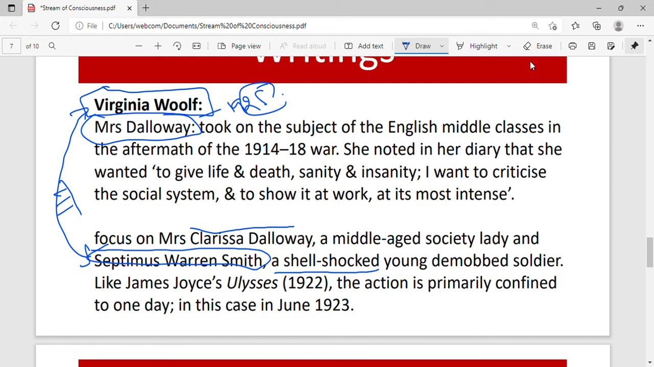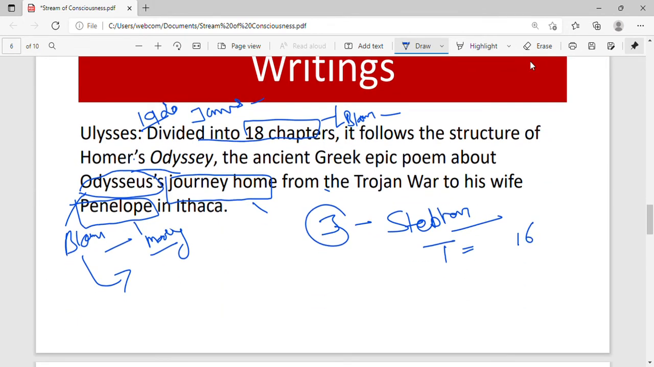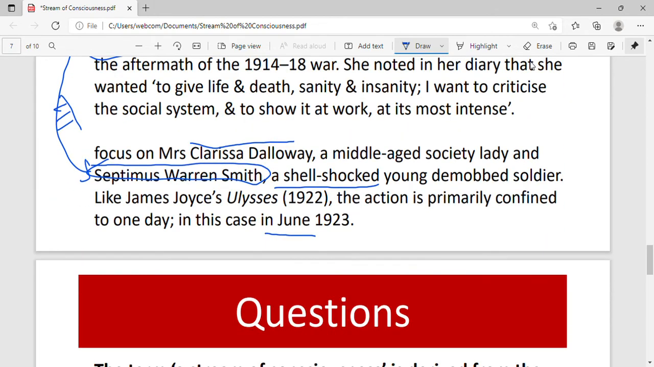And here, what exactly was this day? You have to give me the dates of both of these. I think I told you earlier that it was set on 16 June. You tell me the date, which is the day here in the case of Mrs. Dalloway, when this novel was set, that one particular day, over the course of a single day. So what is the date?